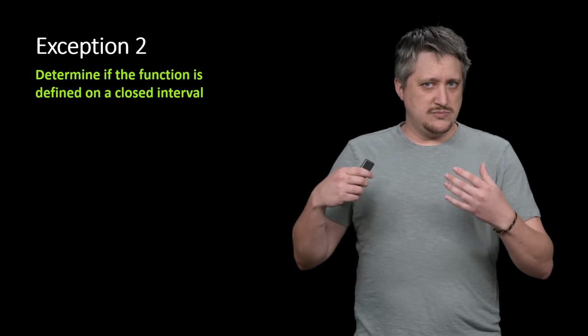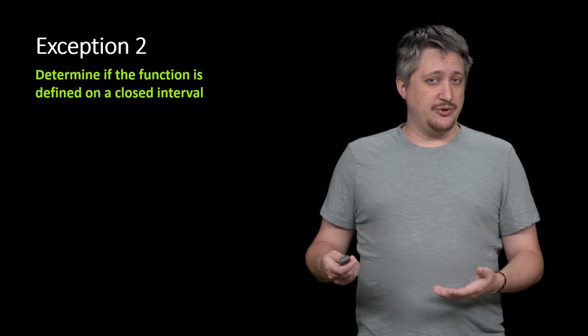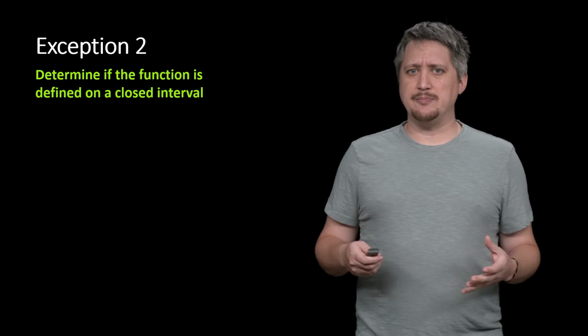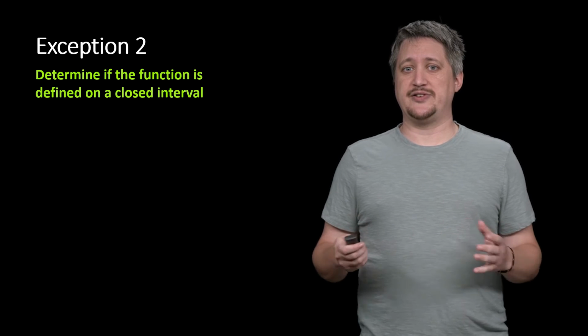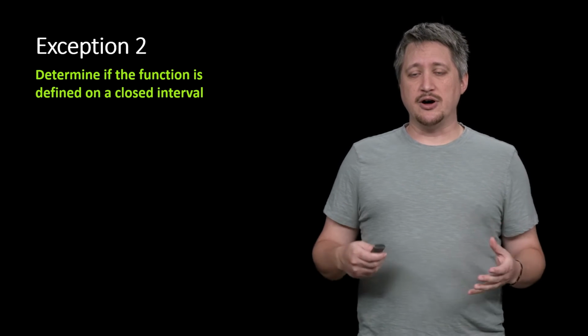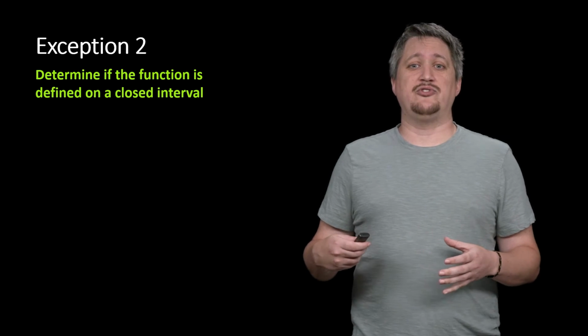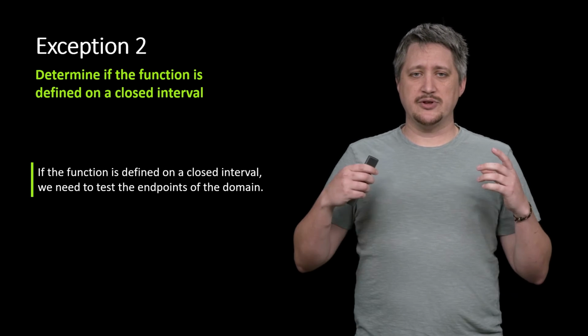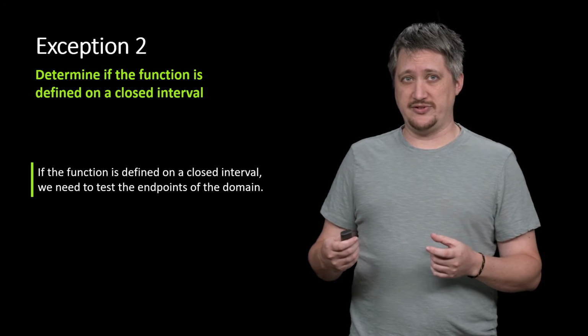But we mentioned earlier, right, if you're on a closed interval under certain conditions, you know that there are absolute extrema, but it turns out being on a closed interval is sort of a blessing and a curse. So if you're on a closed interval, this falls into the second exception, which tells us that there's actual additional stuff we have to check. Specifically, we need to test the endpoints of that interval.